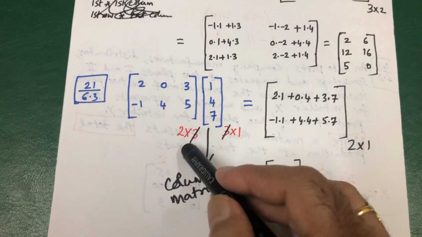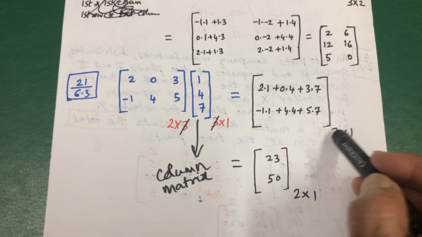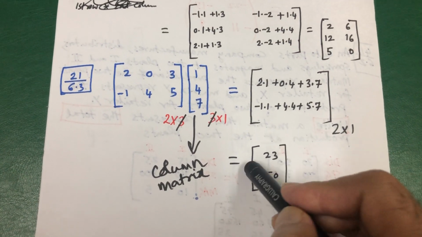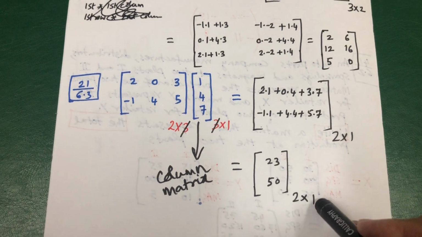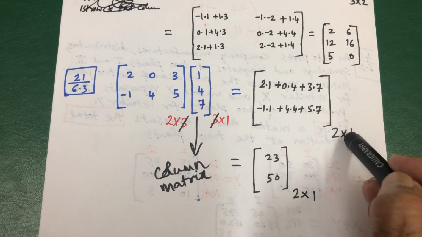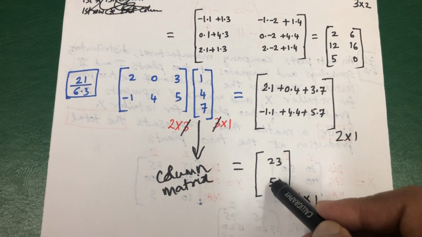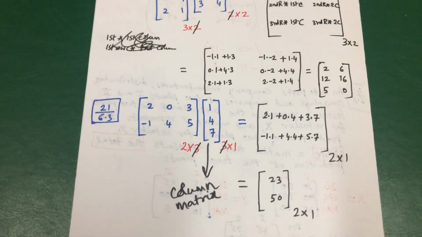See, when you cancel this and this, you must get 2 by 1. 2 by 1 means what? 2 rows and 1 column. If you multiply 2 multiply 1, 2 numbers should come. This is one number, this is another number, only two numbers you should get.